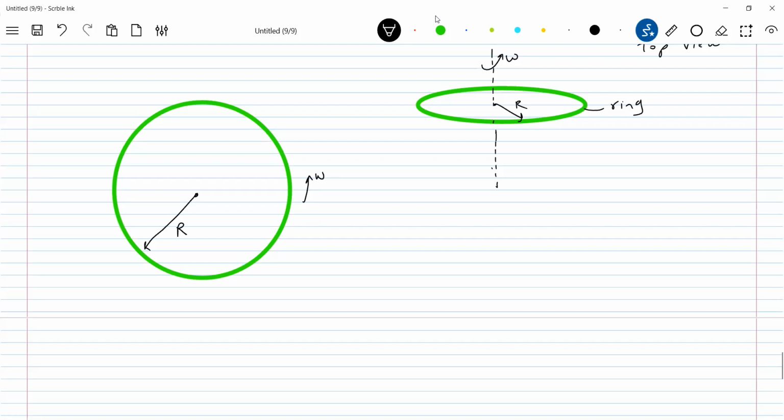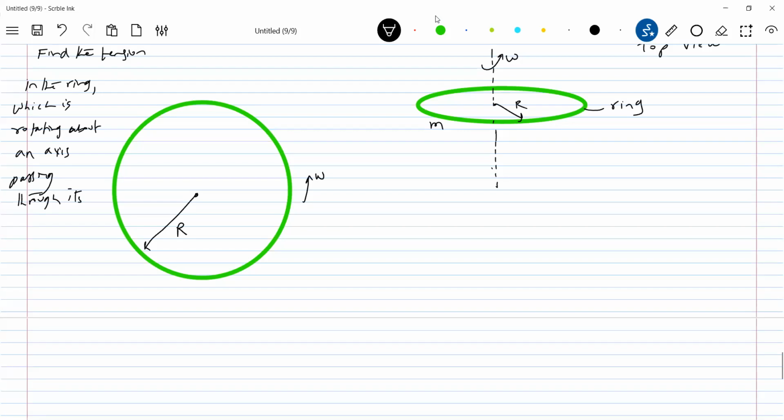So I want the tension in the ring. Let M be the mass of the ring. Find the tension in the ring, which is rotating about an axis passing through its center O and perpendicular to the plane.